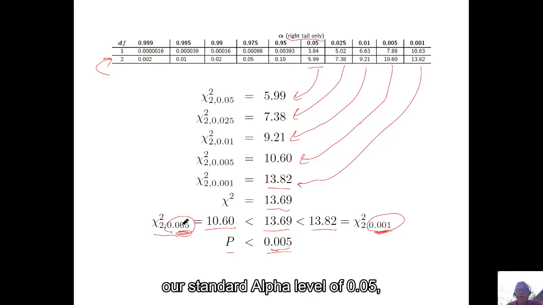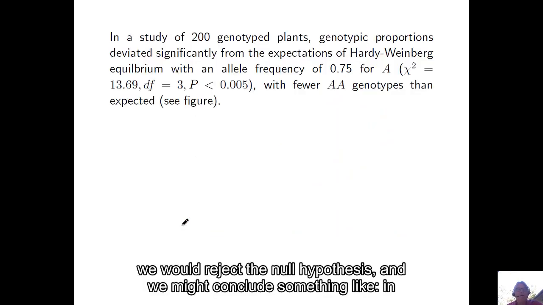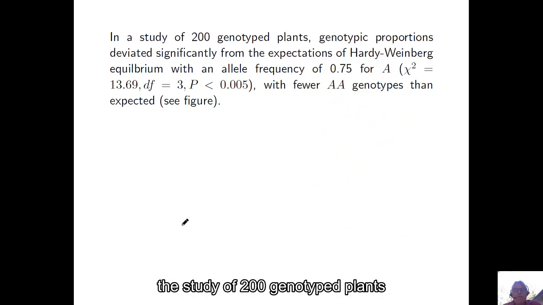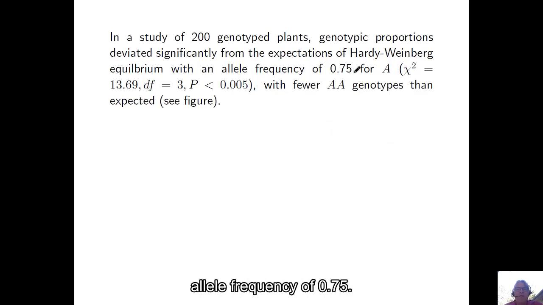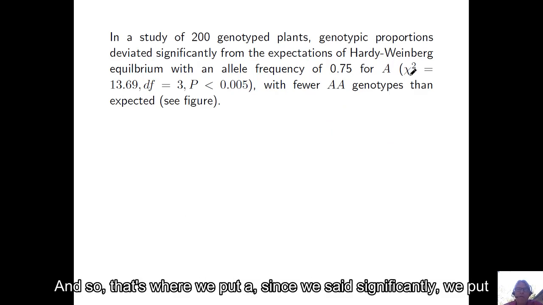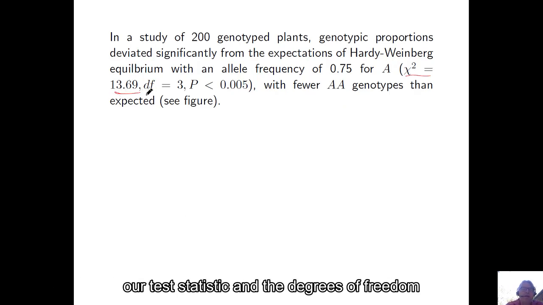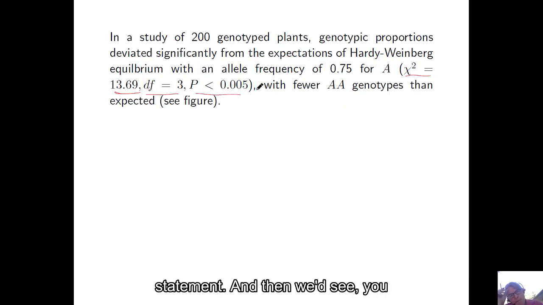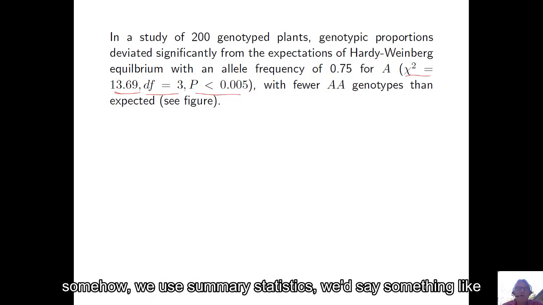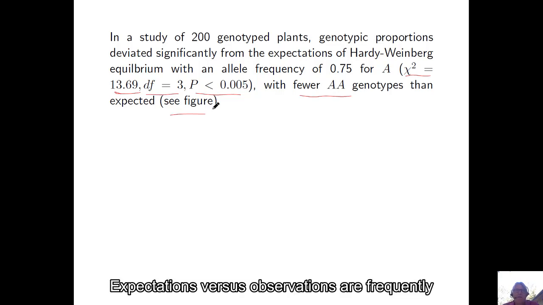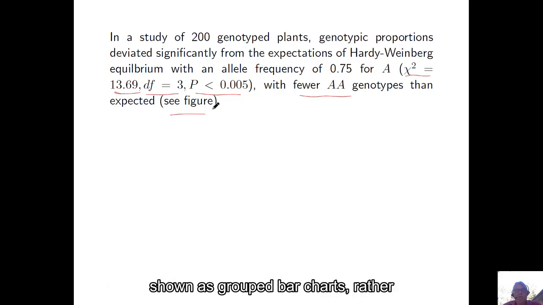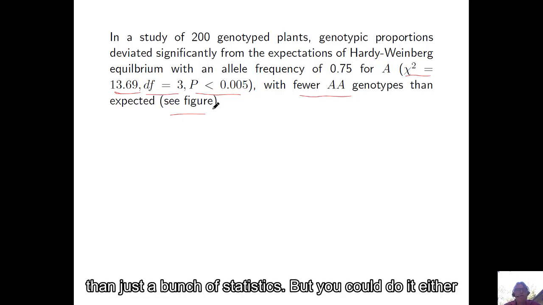So using our standard alpha level of 0.05, we would reject the null hypothesis, and we might conclude something like, in the study of 200 genotyped plants, genotypic proportions deviated significantly from the expectations of the Hardy-Weinberg equilibrium with an allele frequency of 0.75. And since we said significantly, we put our test statistic and our degrees of freedom and our p-value to back up that statement. And then when we want to describe the data, we use summary statistics. We'd say something like fewer big A genotypes than expected. We'd probably have a figure for this, as we mentioned. Chi-square expectations versus observations are frequently shown as grouped bar charts rather than just a bunch of statistics, but you could do it either way.